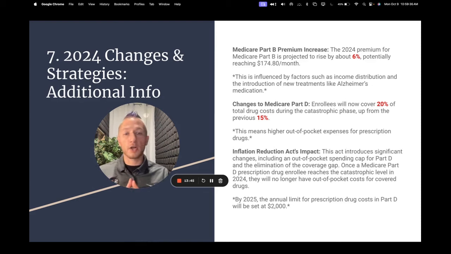Once a Medicare Part D prescription drug enrollee reaches the catastrophic level in 2024, they will no longer have out-of-pocket costs for those drugs. So that 20% is going to come into play prior to reaching the catastrophic level. And then once you get there, you're not going to have any additional out-of-pocket cost. By 2025, the goal is to actually have the maximum out-of-pocket cost for prescription drug plans be set at $2,000, versus right now, it's much higher. I want to say it's in the $4,500 or $5,000 range currently.